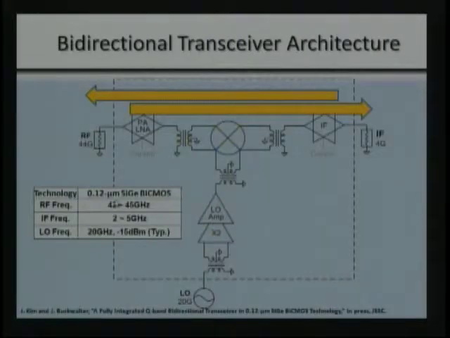So we went out and used this PALNA structure in a bidirectional transceiver that includes not only the PALNA, but a passive mixer, which is inherently bidirectional, and then an IF amplifier operating at 2 to 5 gigahertz, which allows us to get a little gain at those frequencies. We also incorporated a frequency doubler, which allows us to bring a 20 gigahertz signal on chip, and then double that up to 40 gigahertz to downconvert the signal from 44 gigahertz to the IF.